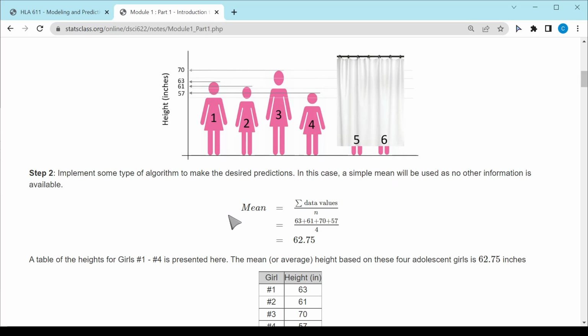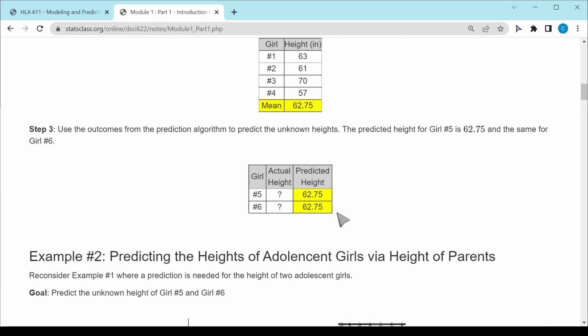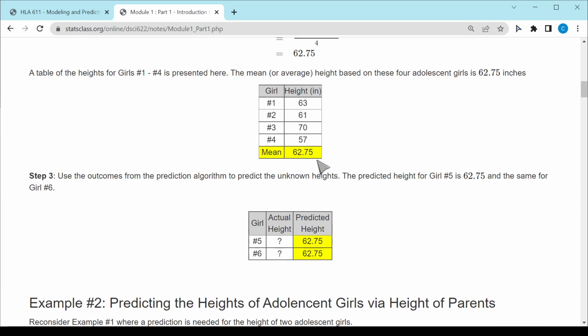I'm going to compute just a simple mean of these 4 heights. So if we do that here, I just add up the 63, 61, 70, and 57 and divide by 4, and I can see that my average height is 62.75. Now that is going to be my best guess for the heights of girl number 5 and girl number 6, is to simply use that average. So we will predict the height of girl number 5 and 6 to be 62.75 inches tall.